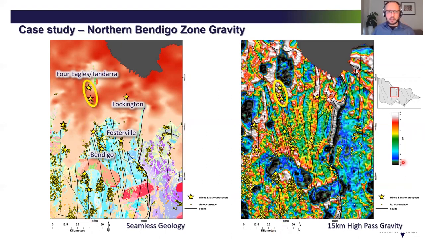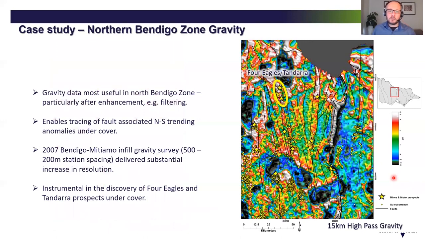In particular the Four Eagles and Tandarra prospects, which are located beneath cover, beneath the Murray Basin. So gravity was a really useful tool for targeting that exploration and for being able to define those prospects. In particular, the Bendigo-Mediamo survey acquired in 2007, which was an infill survey, added a whole bunch more resolution to the data set, and was instrumental in that discovery.